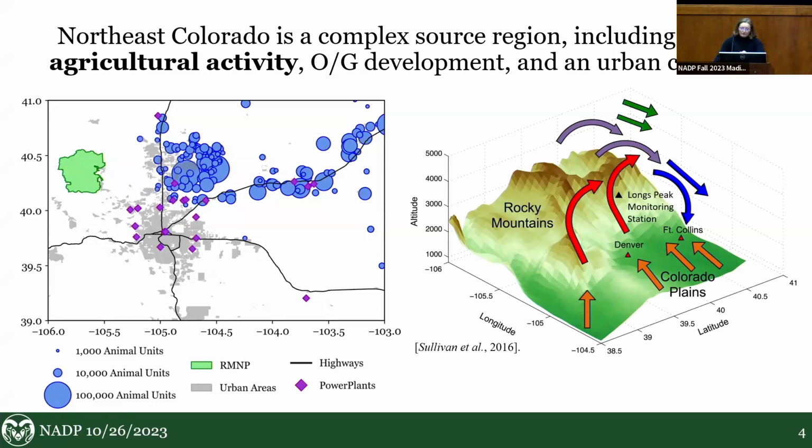When we think about how that ammonia is getting up into the national park, there's some important topography to understand. The Colorado Plains are at about 5,000 feet. Our monitoring site is about 9,000 feet. And what we're seeing is transport up into Rocky Mountain National Park through a mountain-plains circulation that's bringing those polluted air masses to the west and up into the park.